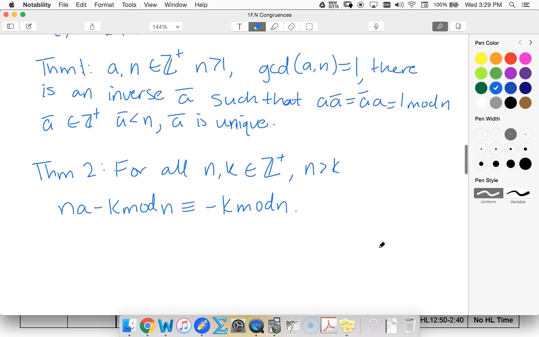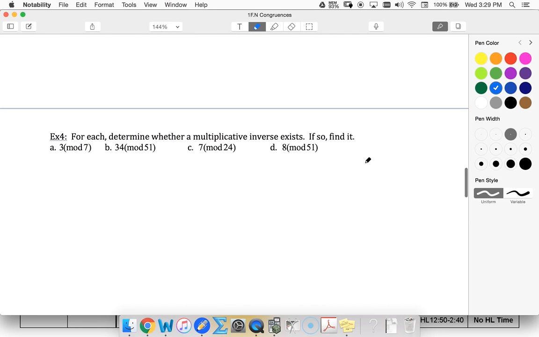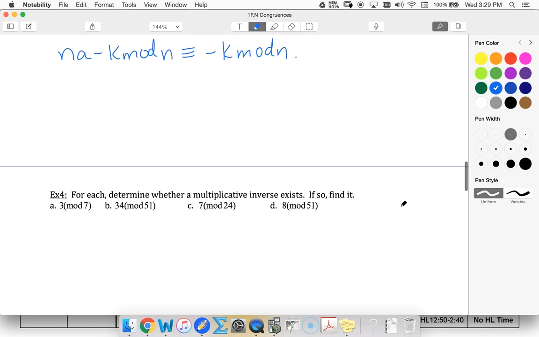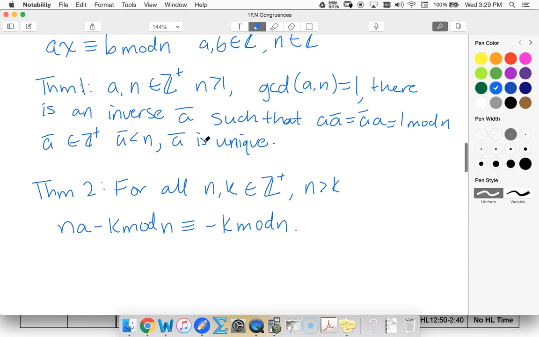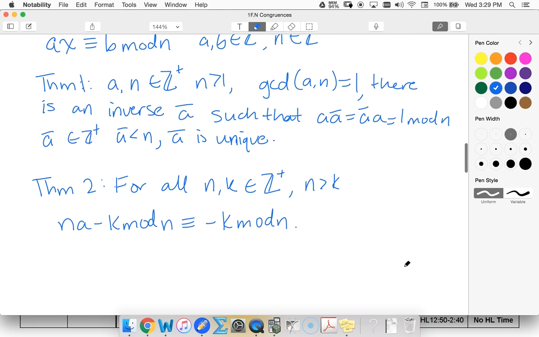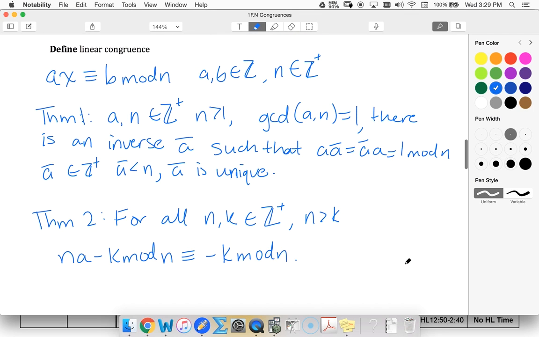And we're going to use these to find multiplicative inverses. So we're going to go back and use the idea of Theorem 1 to find our multiplicative inverse, and then we're going to use that to help us solve linear congruences. And we'll look at those in the upcoming videos.